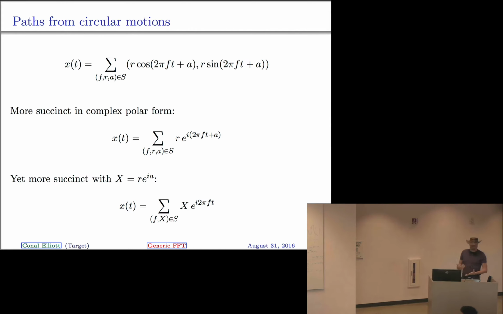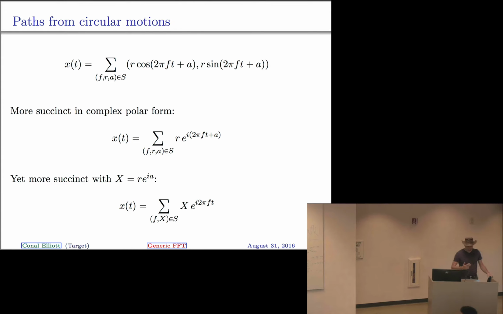There are a few different ways to formulate it. The first one is maybe the most familiar from high school geometry and trig, which is we use rectangular coordinates. You see we have a collection of these circular motions, and we're adding them up. That's the way they combine, by addition. And here are the parameters. Each circle is defined by f, the frequency, r, the radius, and a, the offset angle. And so we get r cos theta, r sine theta, and theta depends on the frequency, the angle, and time itself.